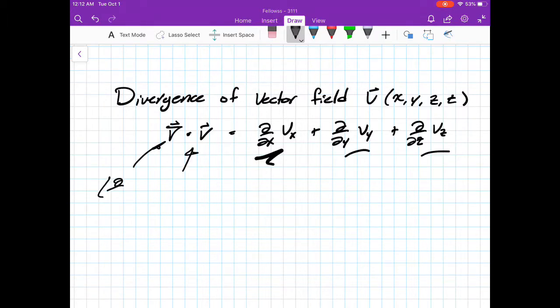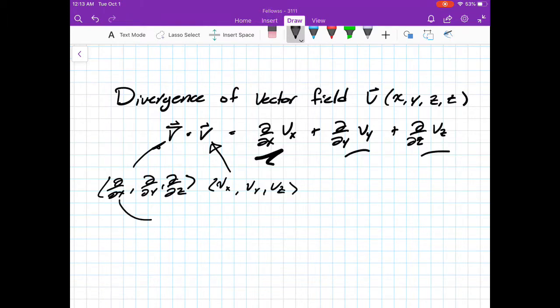So we have the partial x, partial y, partial z, and then Vx, Vy, Vz. If we operate on components and then add them up, that's just what a dot product is.